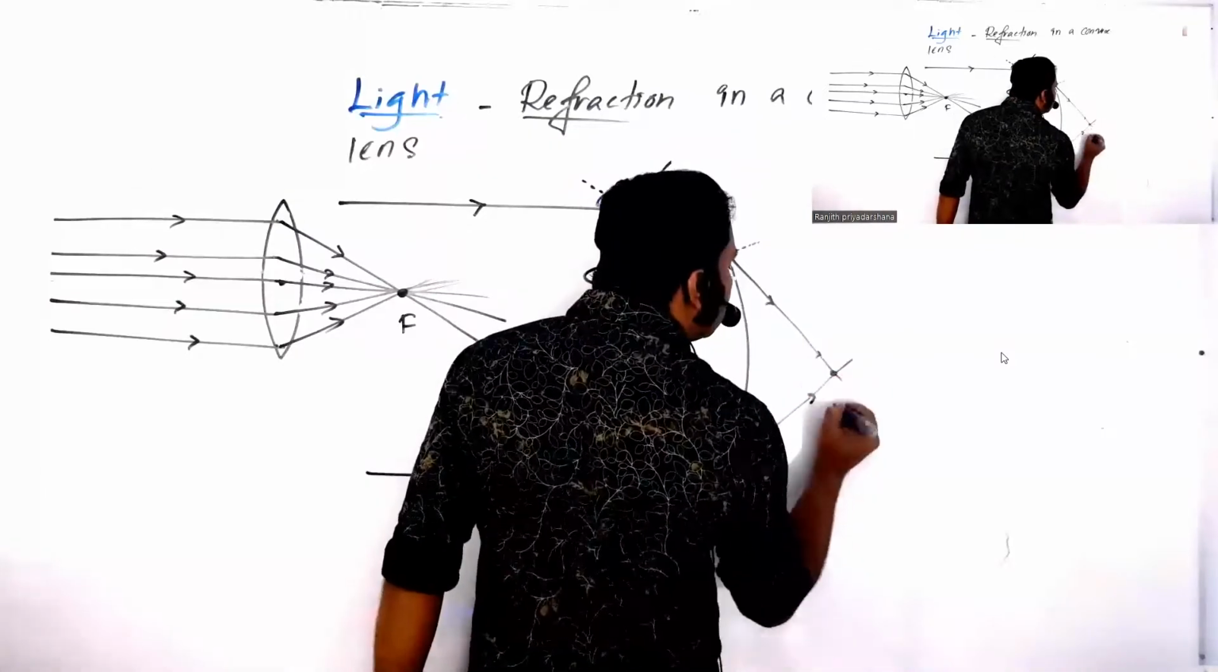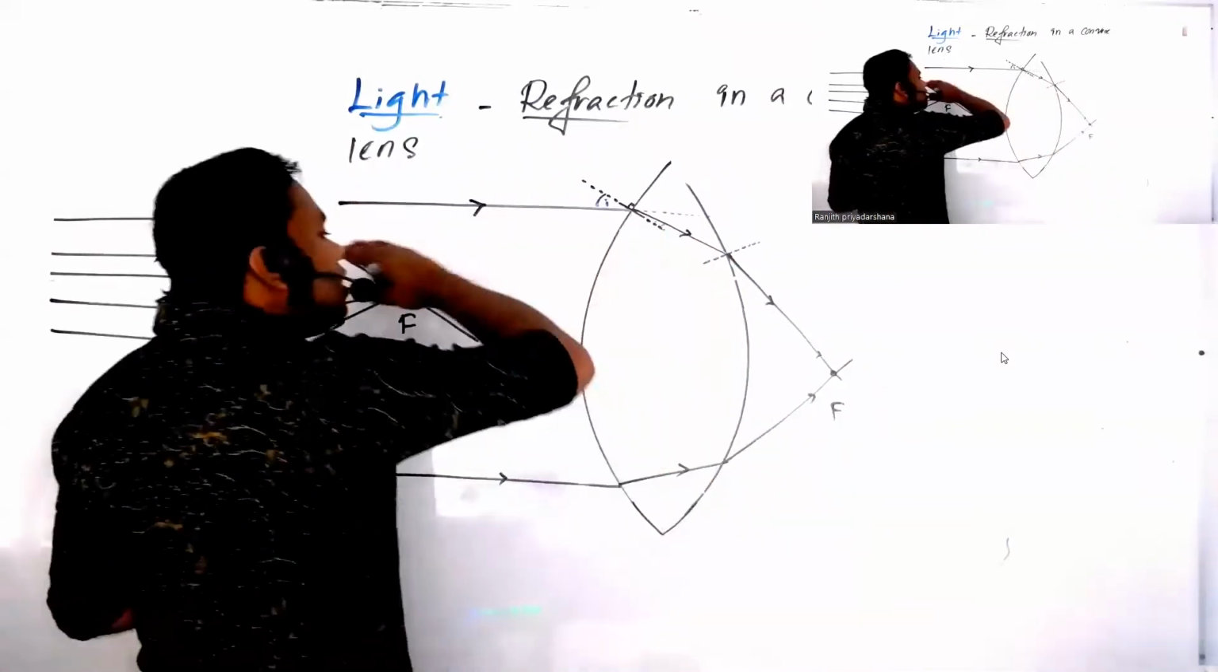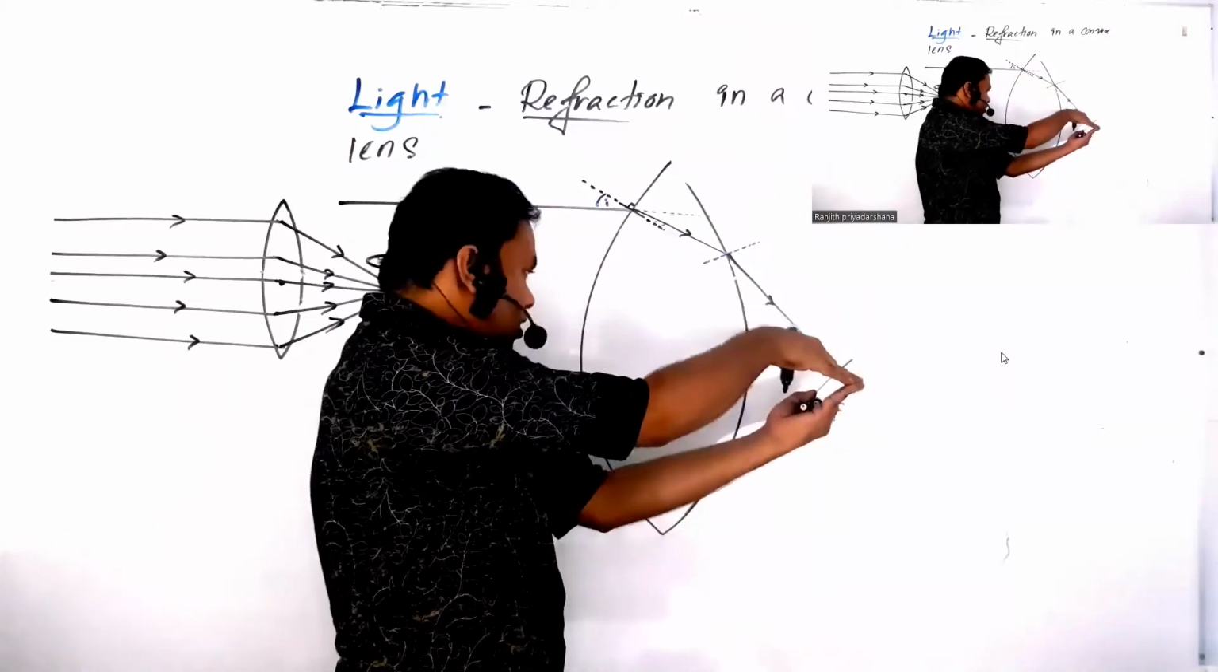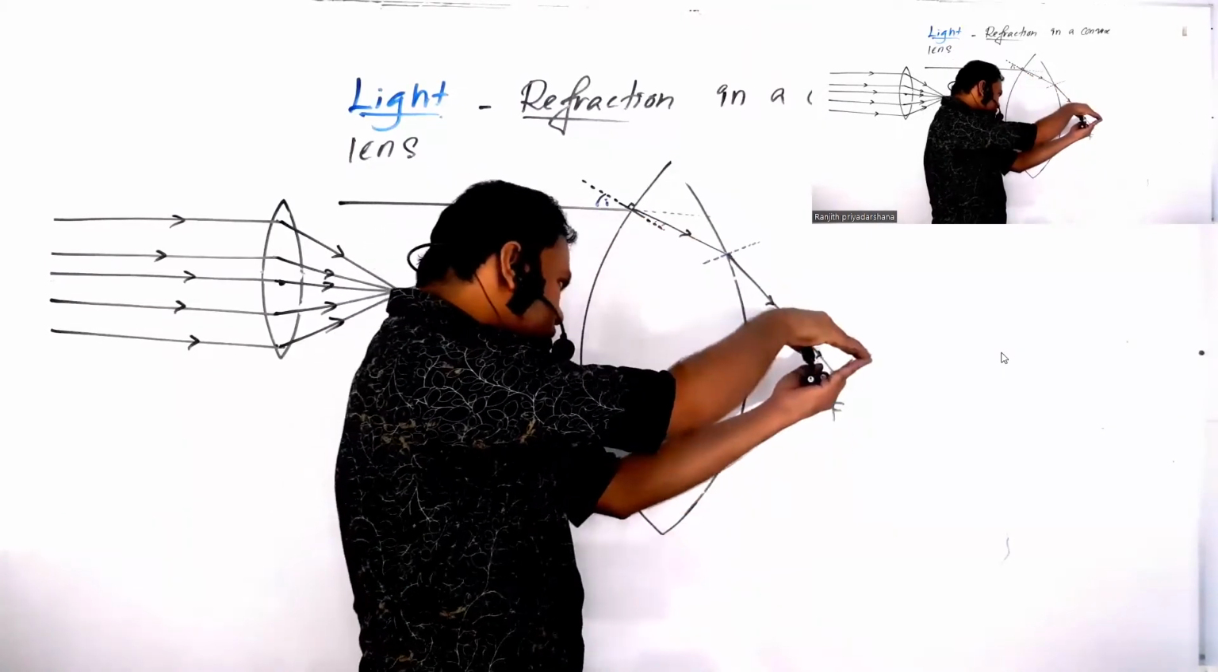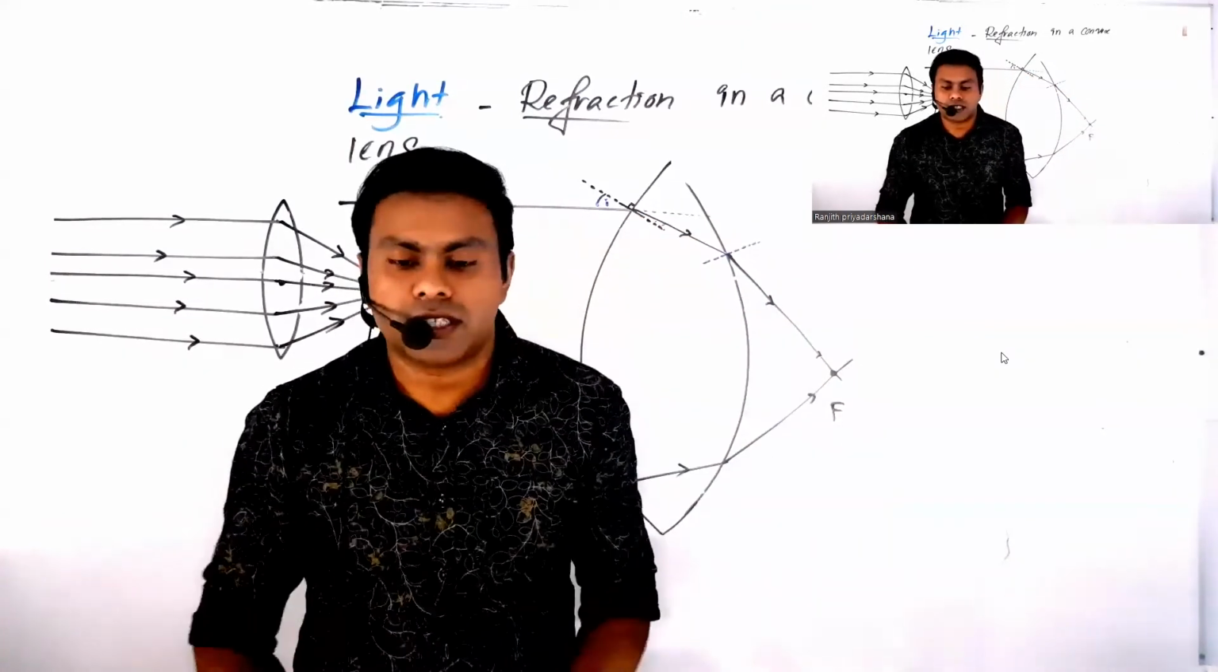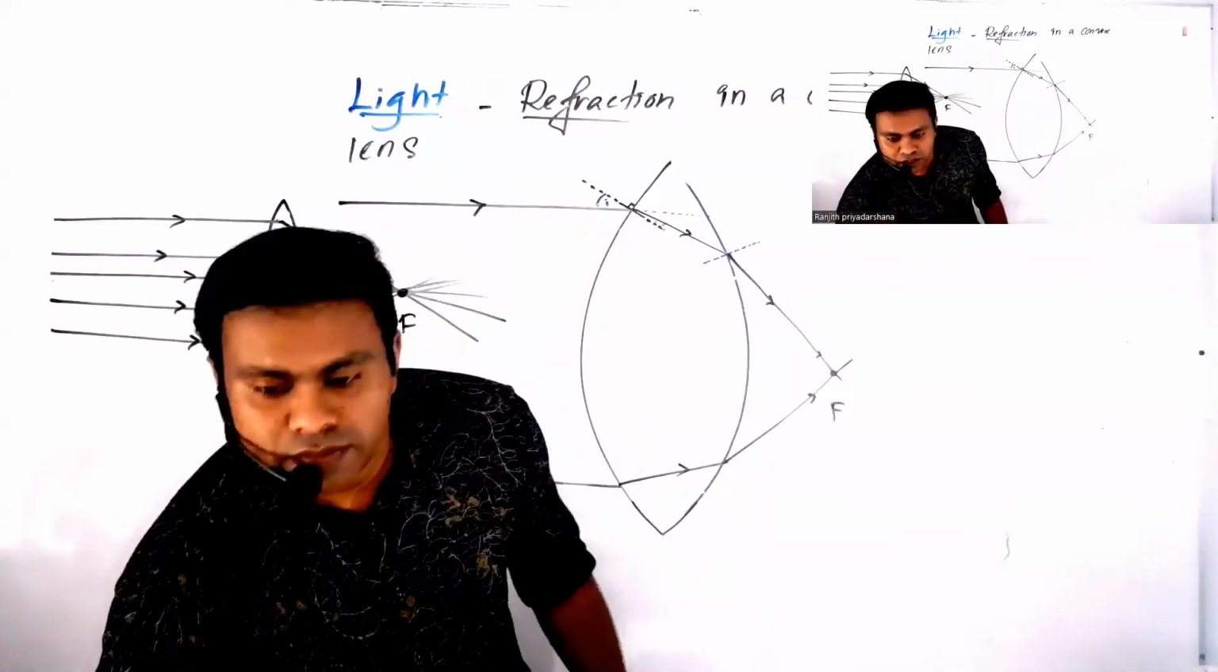So this is the reason why a parallel beam is converged. A parallel beam is converged to a single point called the focus.